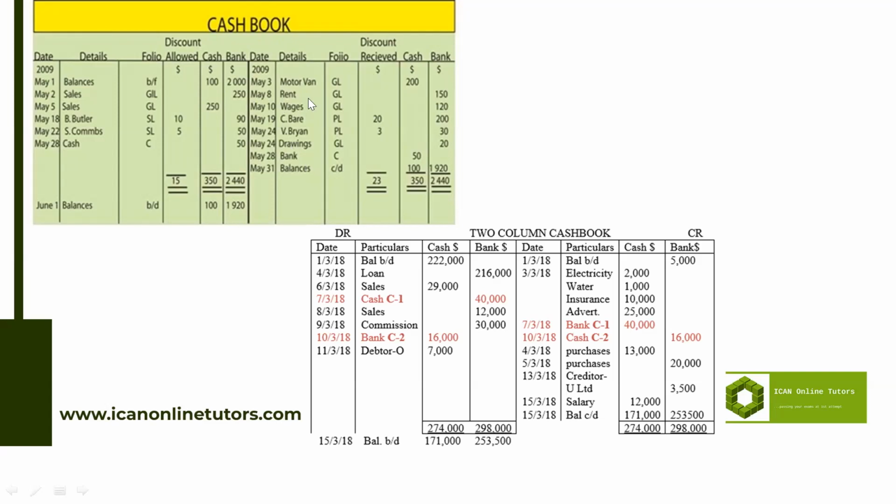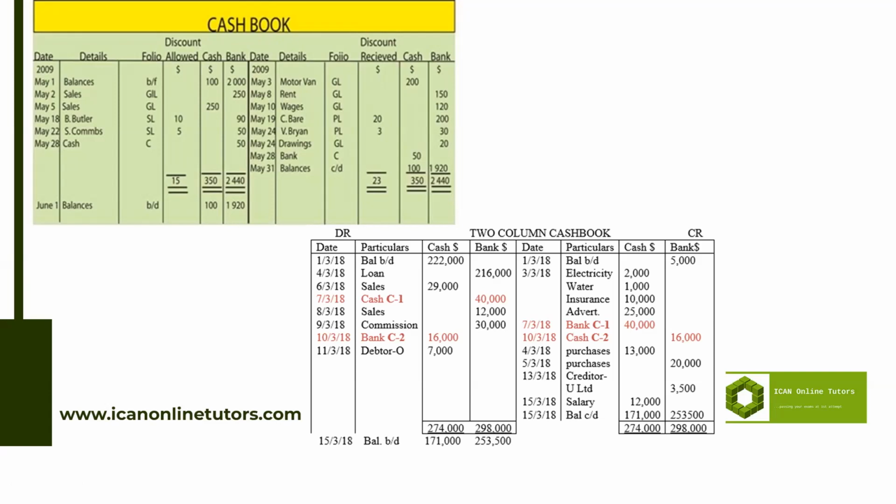The only difference between the one in yellow now, this is a 3-column cash book, and this is a 2-column cash book, is discount. In a 2-column cash book, there is no discount. But in a 3-column, we have discount, what we call discount allowed, and we also have discount received.